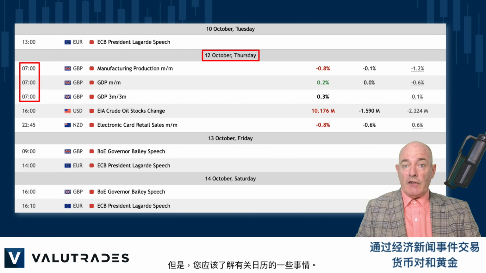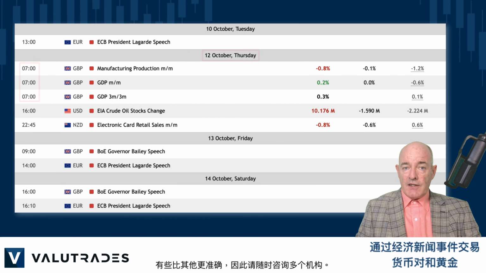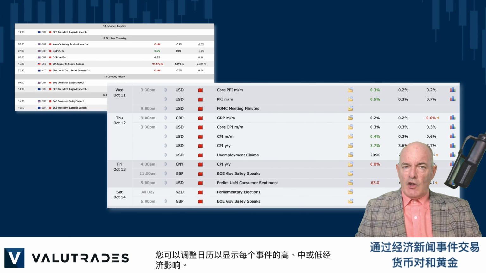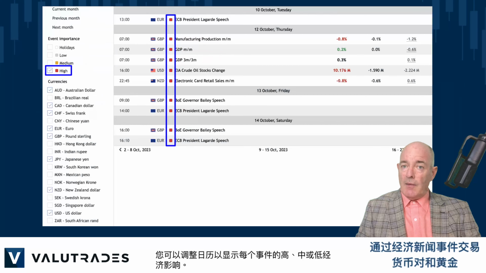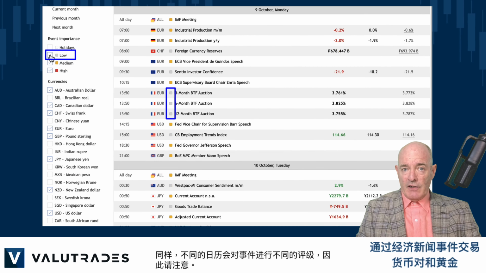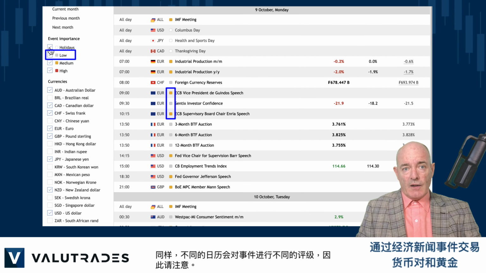However, there are things you should understand about calendars. Some are more accurate than others, so feel free to consult more than one. You can adjust the calendar to display high, medium, or low economic impact of each event. Again, different calendars will rate events differently, so be aware.